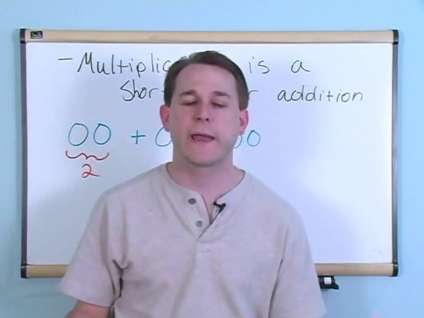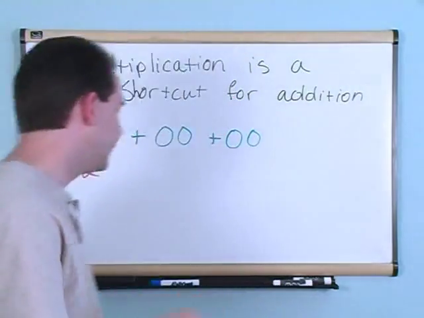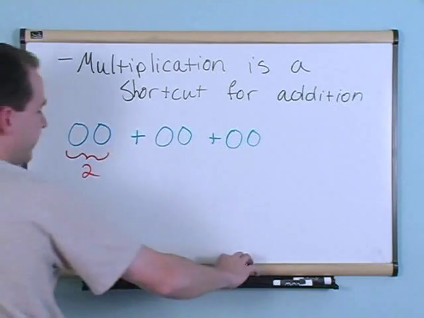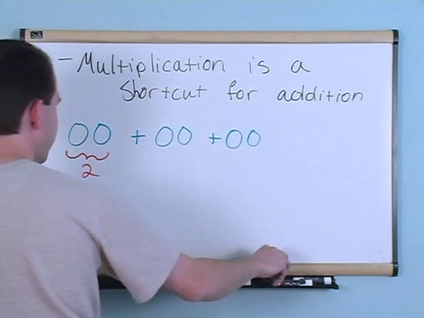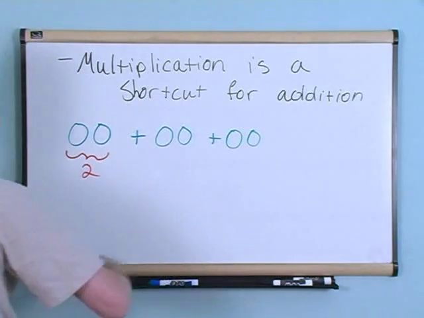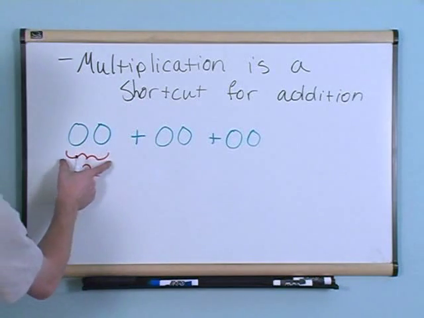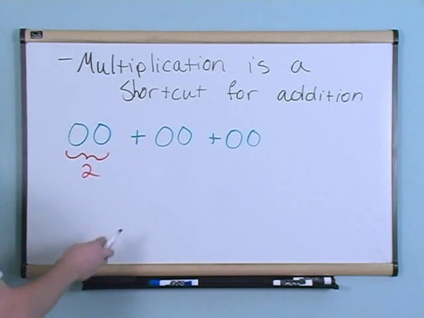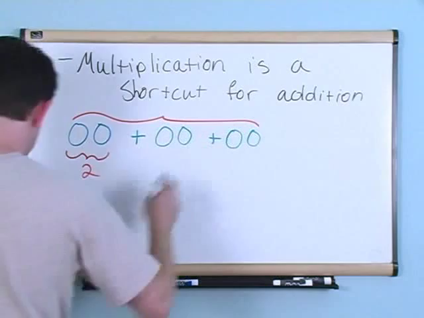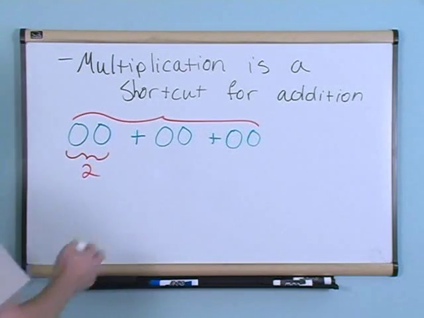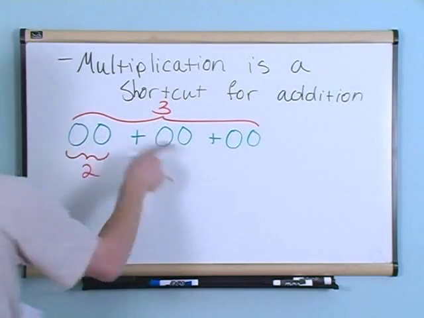Well, that's true. But let me show you what multiplication is, and why it's the same thing as what we've done here. Here we have some addition. We got the answer of 6. So remember that. Now, what I've done is I have a group of 2 here, and I have 3 groups of 2.